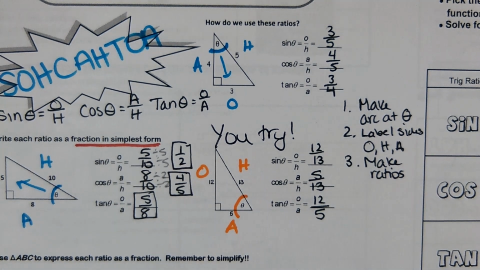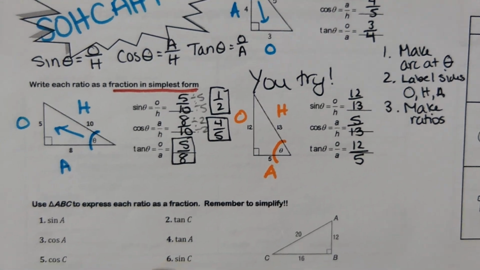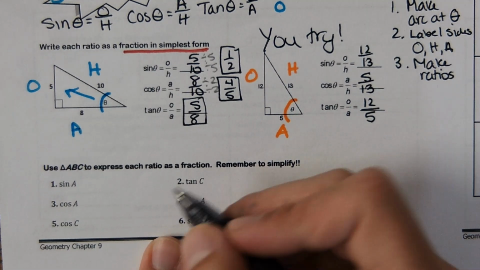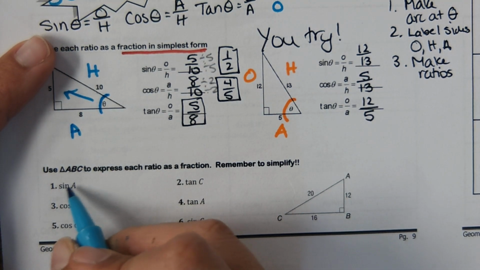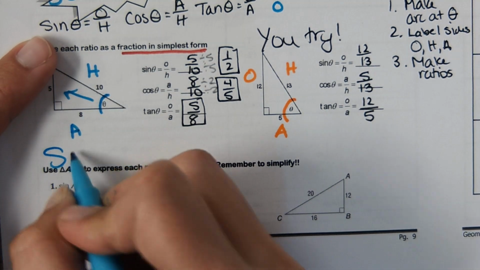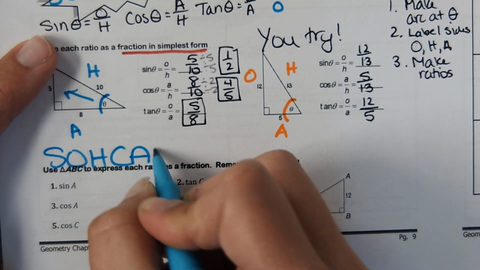Okay, you guys are good to go. So we're going to move on to the next one. It's the same thing. We're not adding anything. It's just for this one, you'll see what we're going to do first is write down SOHCAHTOA. Because for this one, they didn't write sine as O over H or anything like that. So we have to do that ourselves.